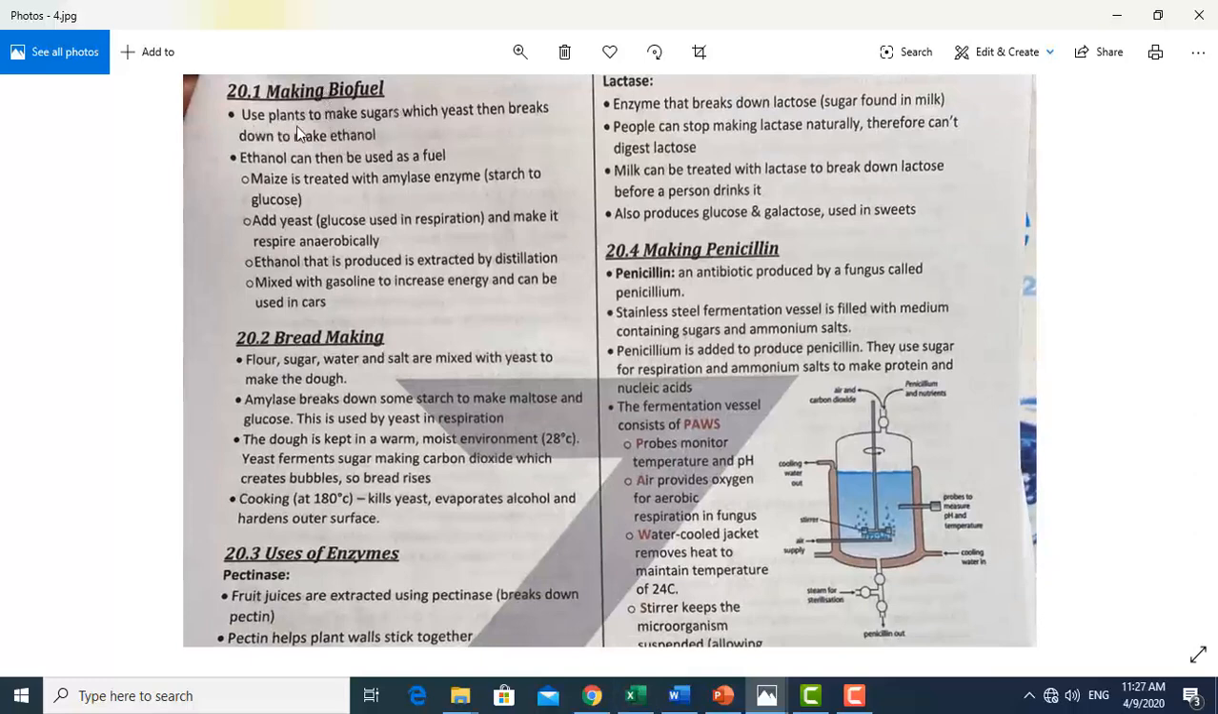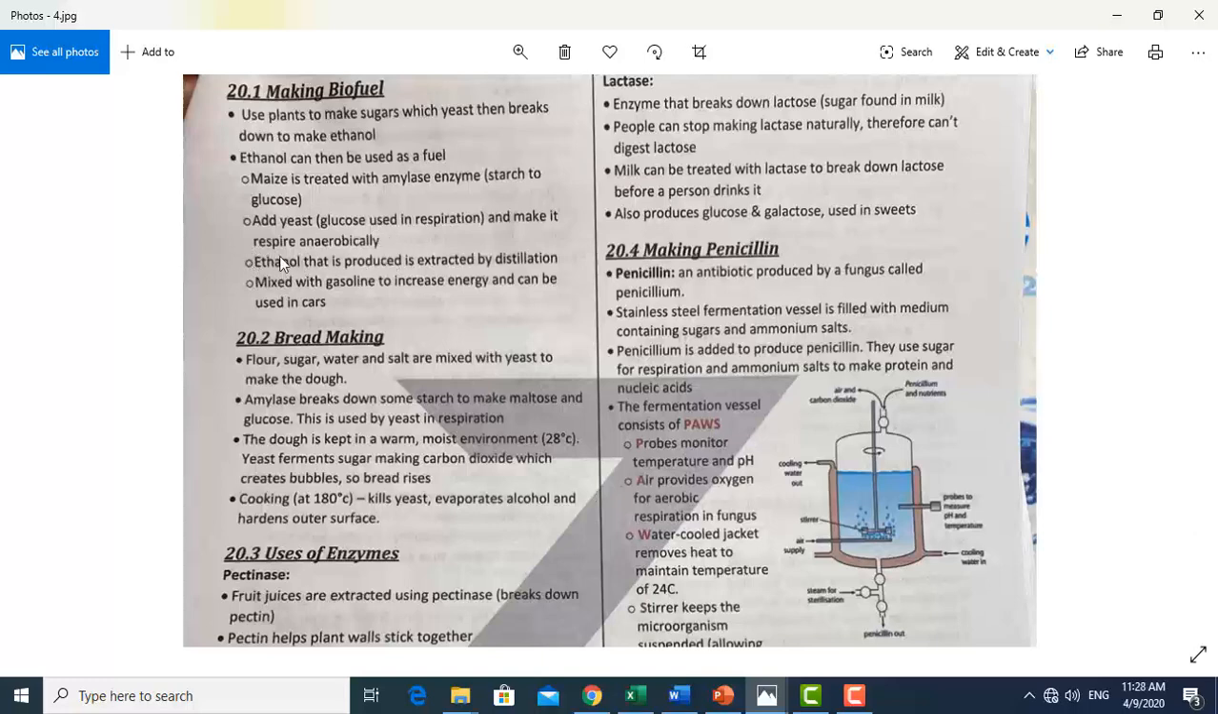Making biofuel. Use plants to make sugar, which yeast then breaks down to make ethanol. The ethanol is an alcohol and can be used as a fuel. Maize, for an example, like corn, is treated with amylase enzyme. So here I'm converting starch to glucose and then I add yeast, so the glucose is used in respiration and respires anaerobically with zero presence of oxygen.